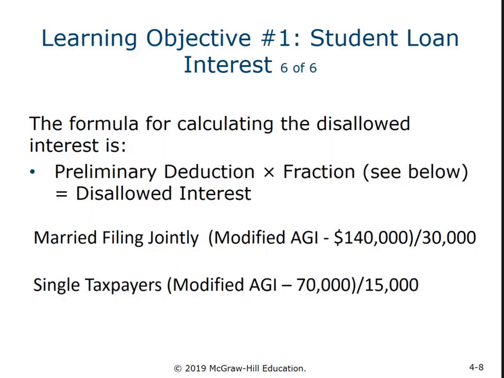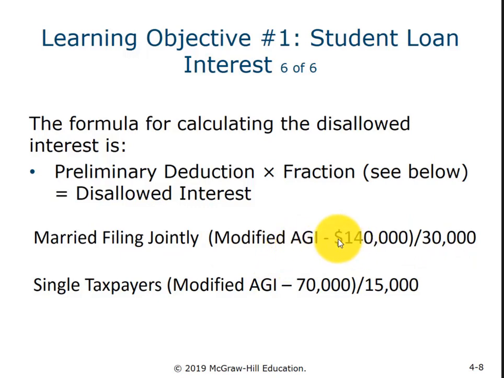Here's the formula to figure out how much is not allowed. Notice we're calculating the amount that's disallowed. We take the amount that you paid, up to $2,500, times this fraction. We take our modified AGI and subtract the $140,000, so we're over the $140,000, okay? Then we divide by $30,000. So at $170,000, this would be $30,000 divided by $30,000. All of it would be disallowed. So at $170,000, married filing jointly, you get no deduction.